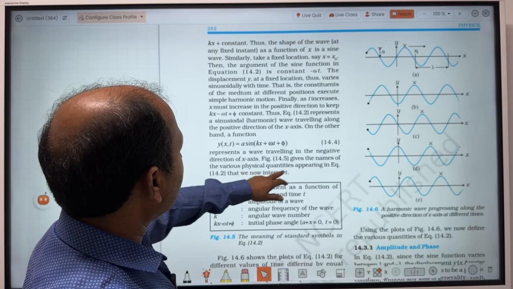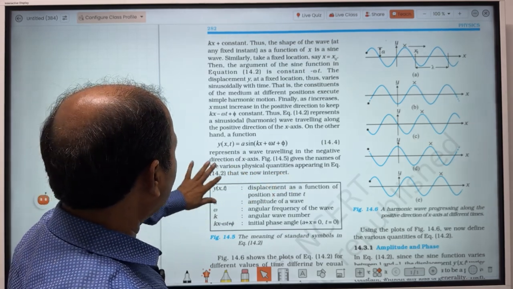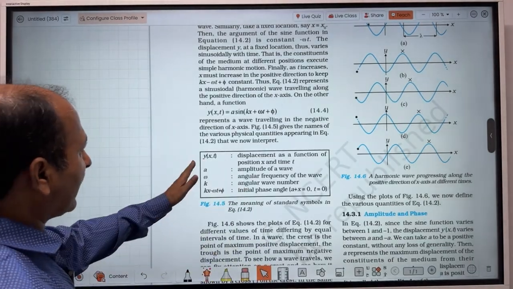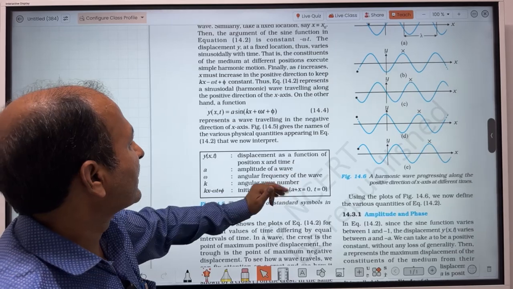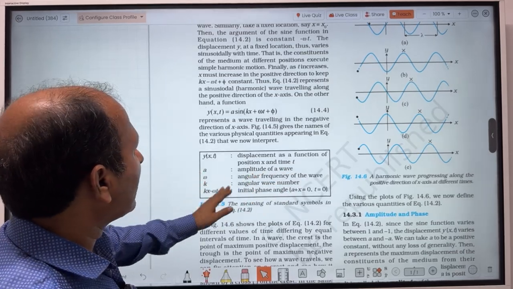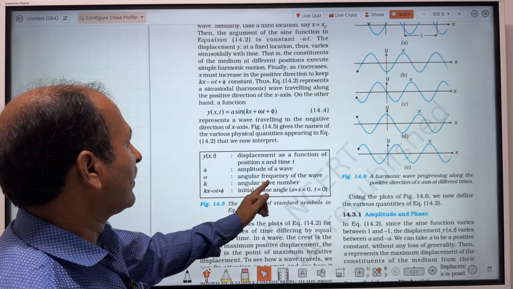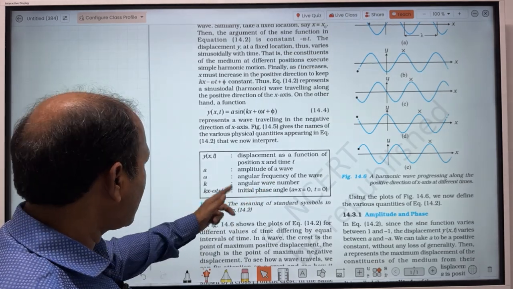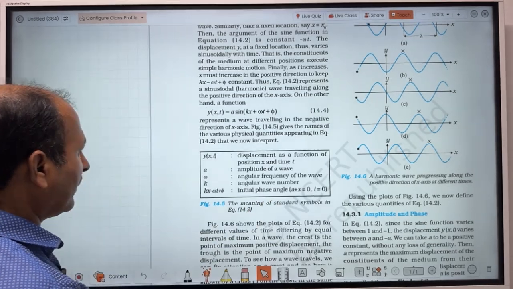And this equation gives the names of the various physical quantities. Here we can write the meaning of each one. y(x,t) is displacement as a function of position and time. A is the amplitude of the wave, omega is angular frequency, k is angular wave number or propagation constant, and phi is the initial phase angle, right?